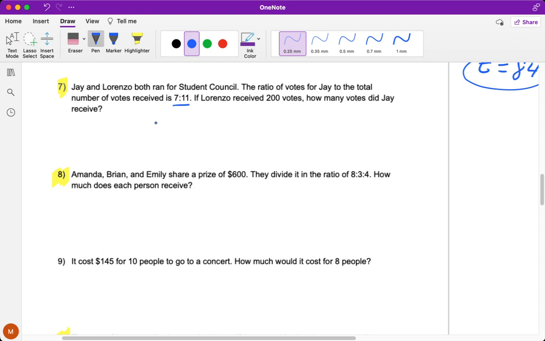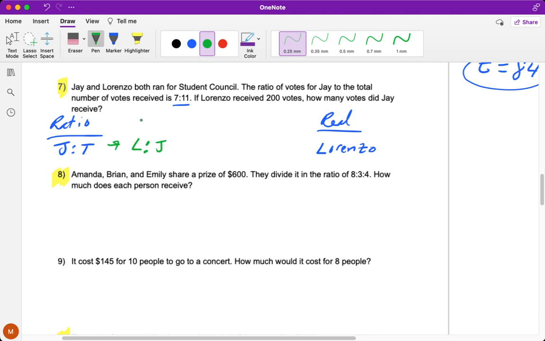So this one gets kind of tricky because the ratio they give me is Jay to the total. But in our real scenario, they gave me Lorenzo. So that means I need to manipulate and rewrite this ratio in terms of Lorenzo. And I can write it in any way. I can write it Lorenzo to J if I want. I can write it Lorenzo to total. It's up to me. I'm going to choose Lorenzo to J.